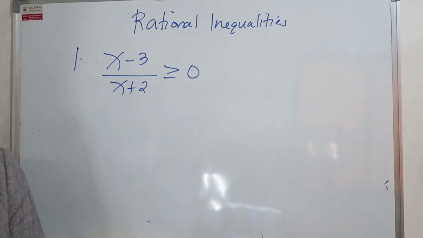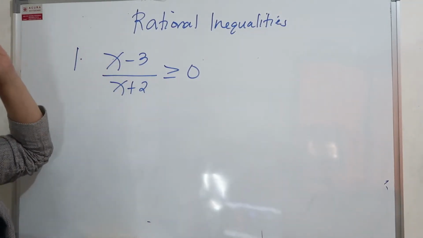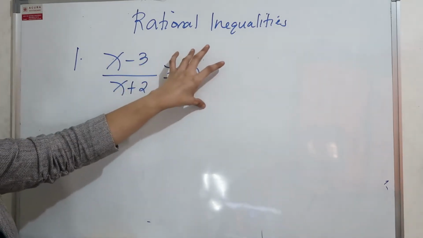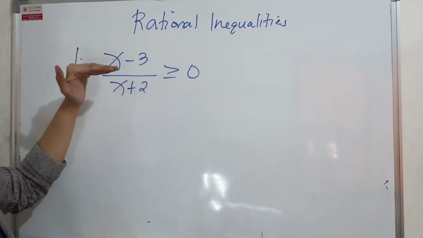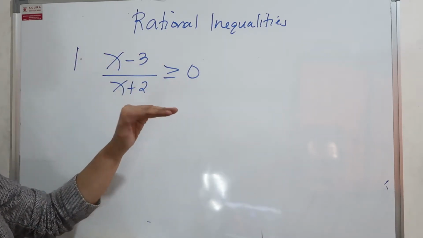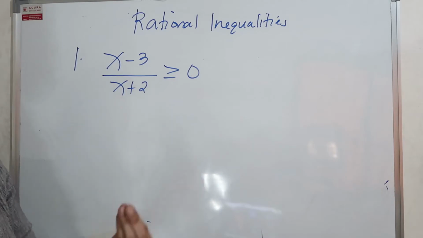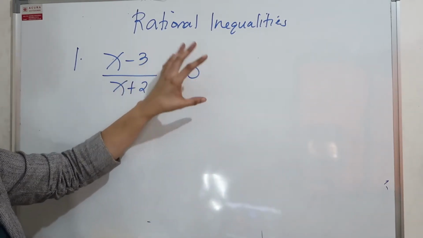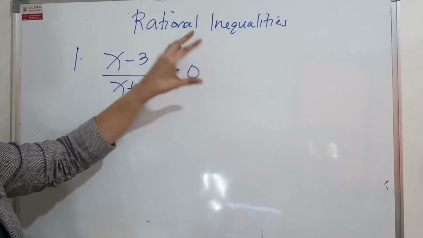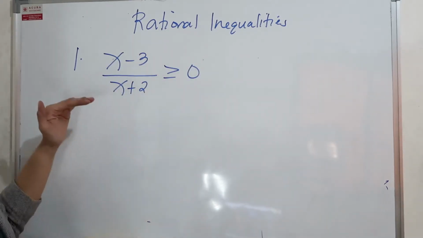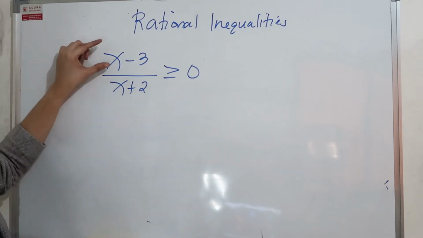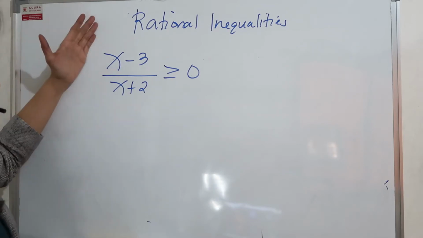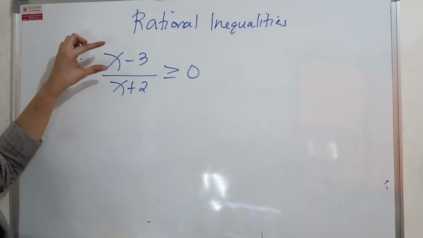So the given is x minus 3 over x plus 2 greater than or equal to 0. Okay? So the first procedure is that we need to get 0 on the other side. In this particular example, the other side is already 0. Okay? Next, procedure number 2. We need to get the factors of your numerator and your denominator. In this particular example, it's already factored, so we don't need to get the factors.